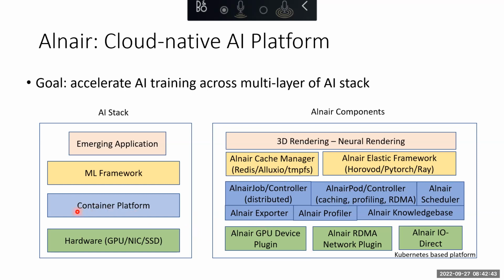And for the container platform, there are a few components we developed, mainly on the CRD controller patterns. We have our own jobs, we have our own pod. And when you deploy those training jobs, you use LNR jobs, and then all the infrastructure resource management will be taken care of by our controller. And at the lowest level, we have our own GPU and network plugin to make the whole infrastructure fast.